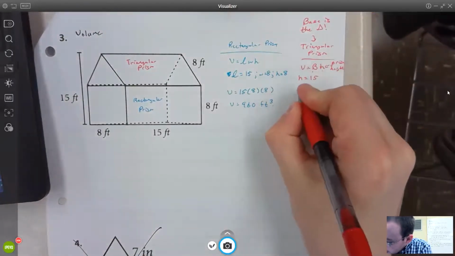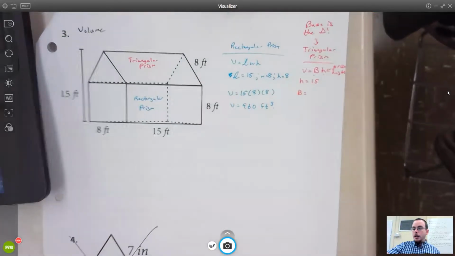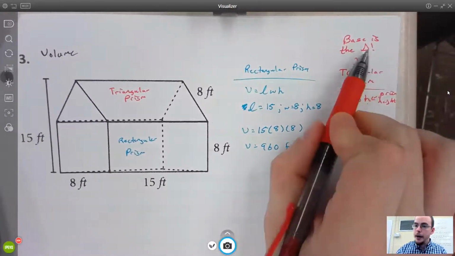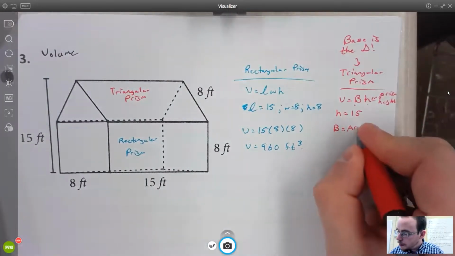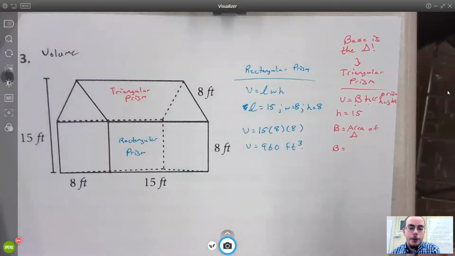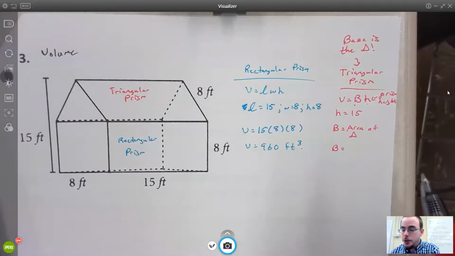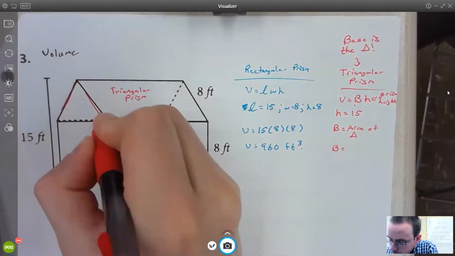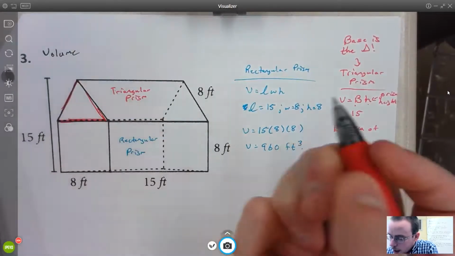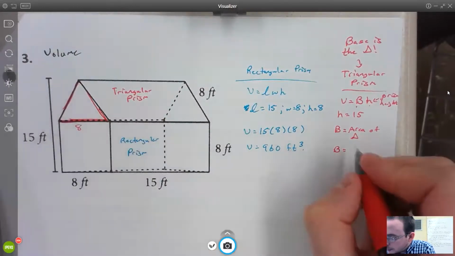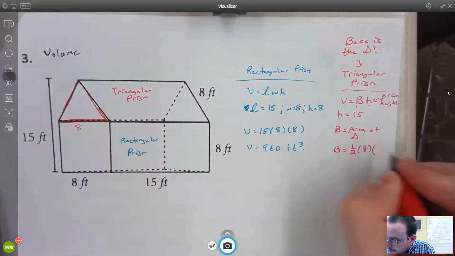And now we need to determine the base area. Now, since we're doing the base area, we have to do the area of a triangle. So big B, our formula for the area of a triangle is 1/2 times the base of the triangle times the height of the triangle. So if we look here, I'm going to outline the base. It's this triangle here. That triangle has a base length of 8 feet. So we're going to have 1/2 times 8.